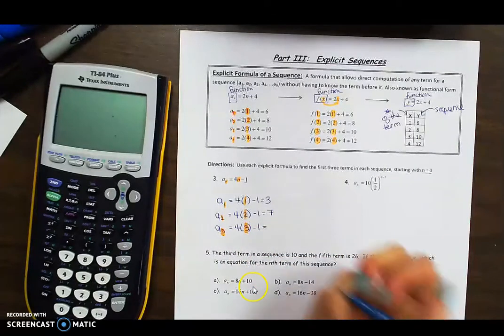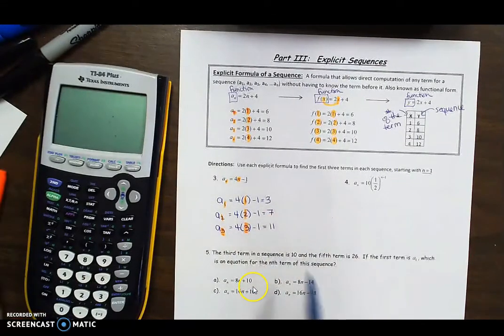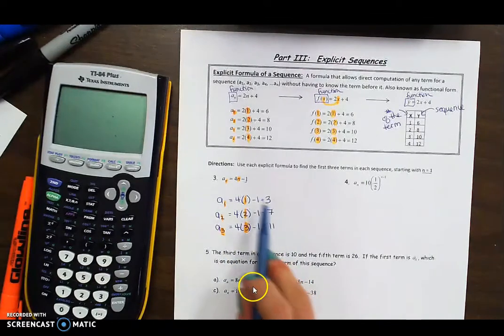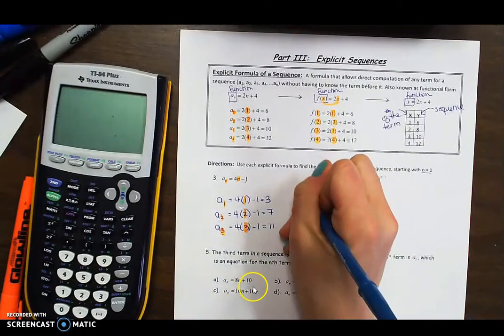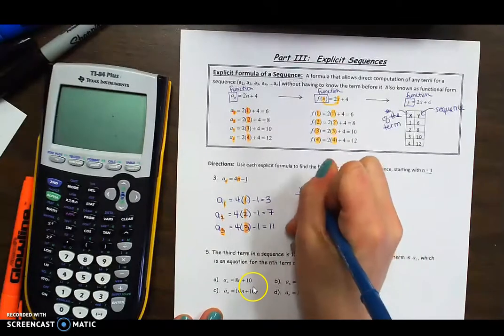So 4 times 3 is 12, minus 1 is 11. So this is the first way that we can solve using our substitution. We can also use the calculator to help us out.